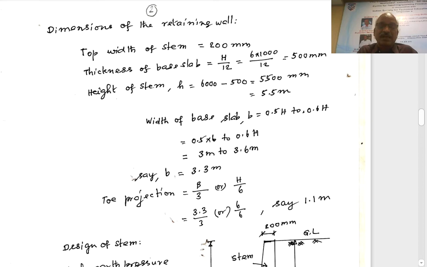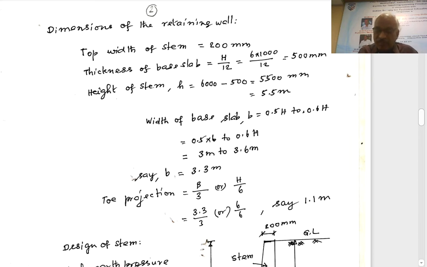The thickness of the base slab is H by 12. H is the overall height. Overall height is 4.4 plus 1.6 equal to 6. So 6000 by 12 equal to 500 mm. Therefore height of the stem equal to 6000 minus 500 equal to 5500 mm, right?